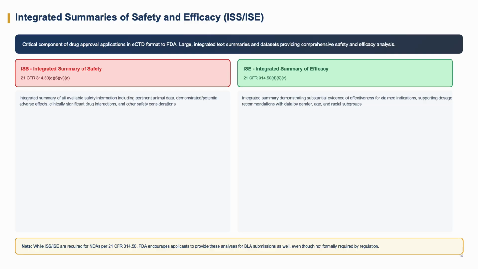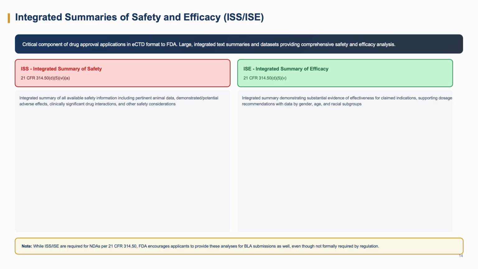ICH E3 is the guideline that standardizes the structure and content of clinical study reports. This is one of the most important ICH guidelines for regulatory affairs professionals to know. The objective of E3 is to allow compilation of a single core clinical study report that is acceptable to all regulatory authorities in ICH regions, FDA, EMA, PMDA, and Health Canada. This harmonization saves enormous resources by eliminating the need to prepare different report formats for different agencies.